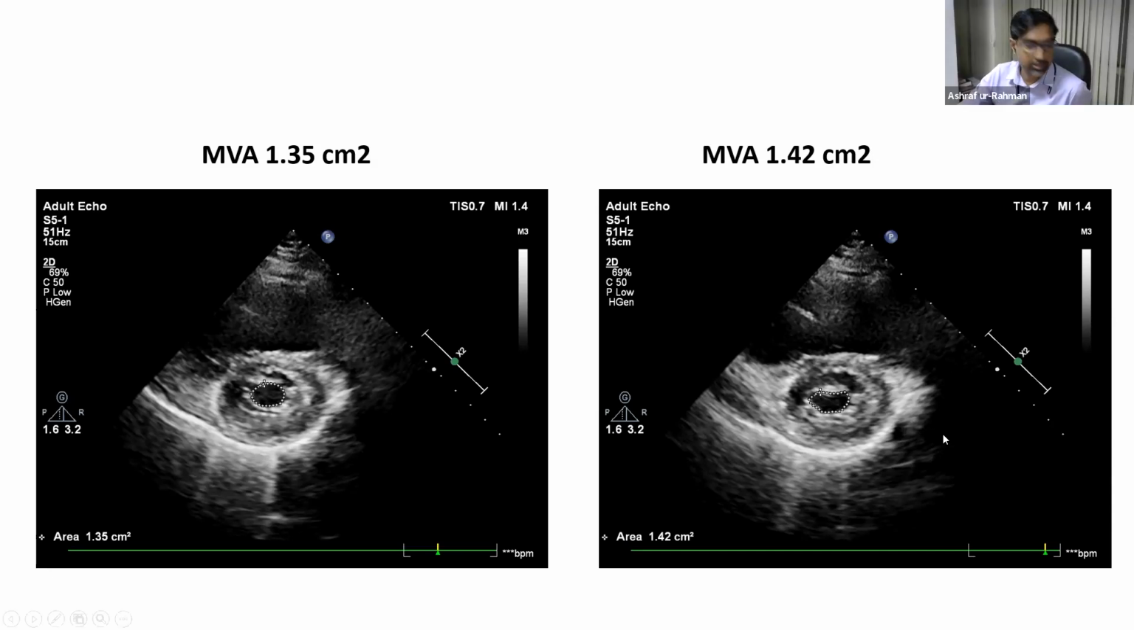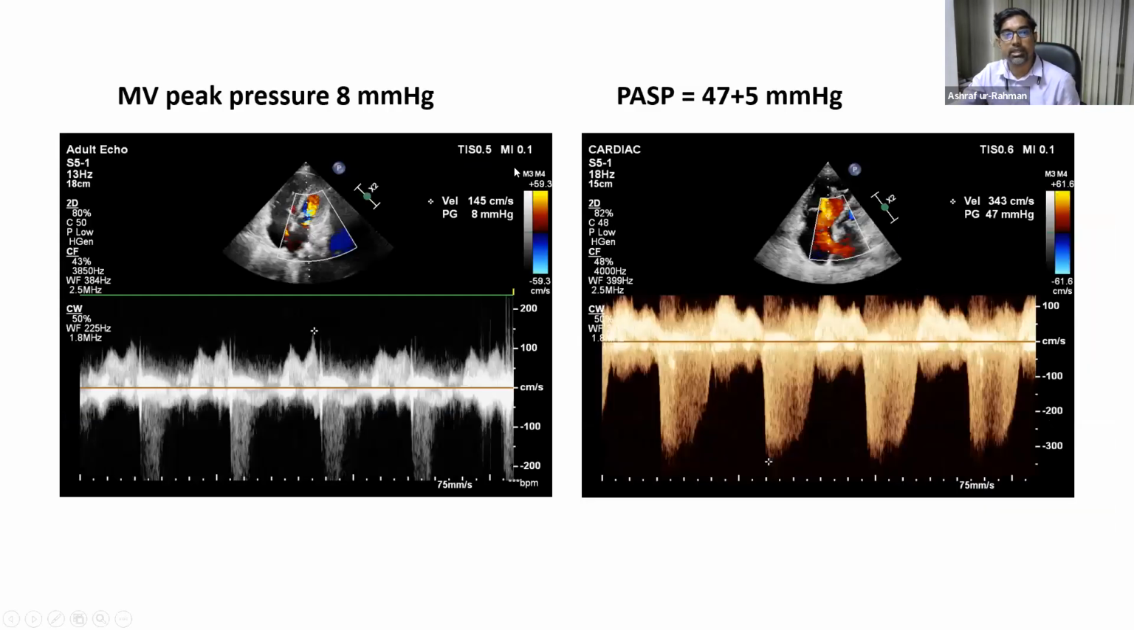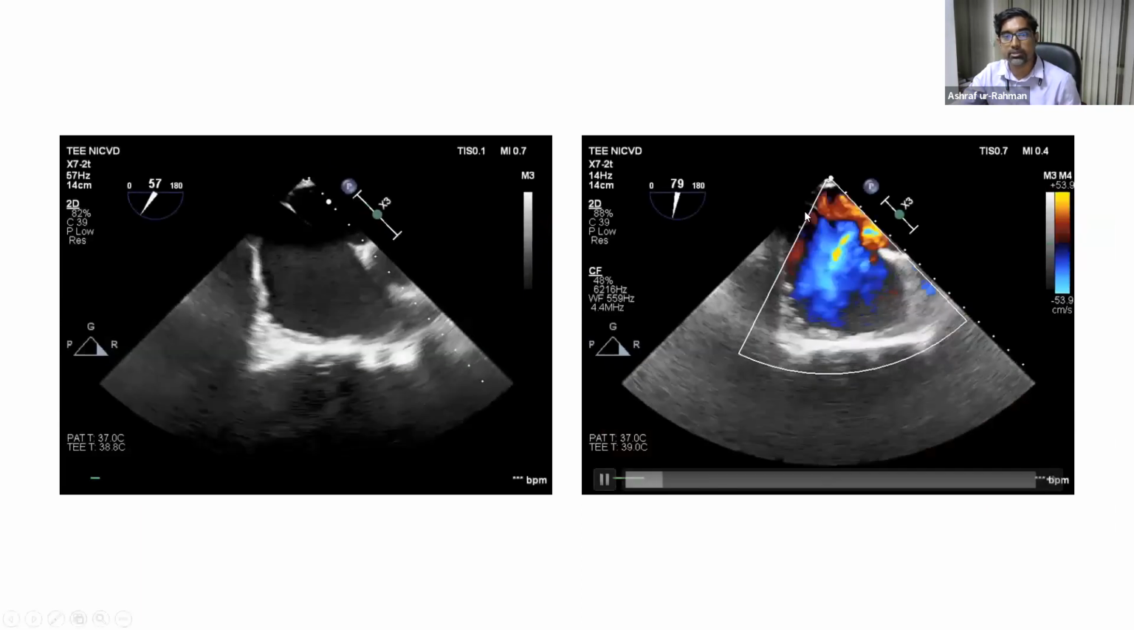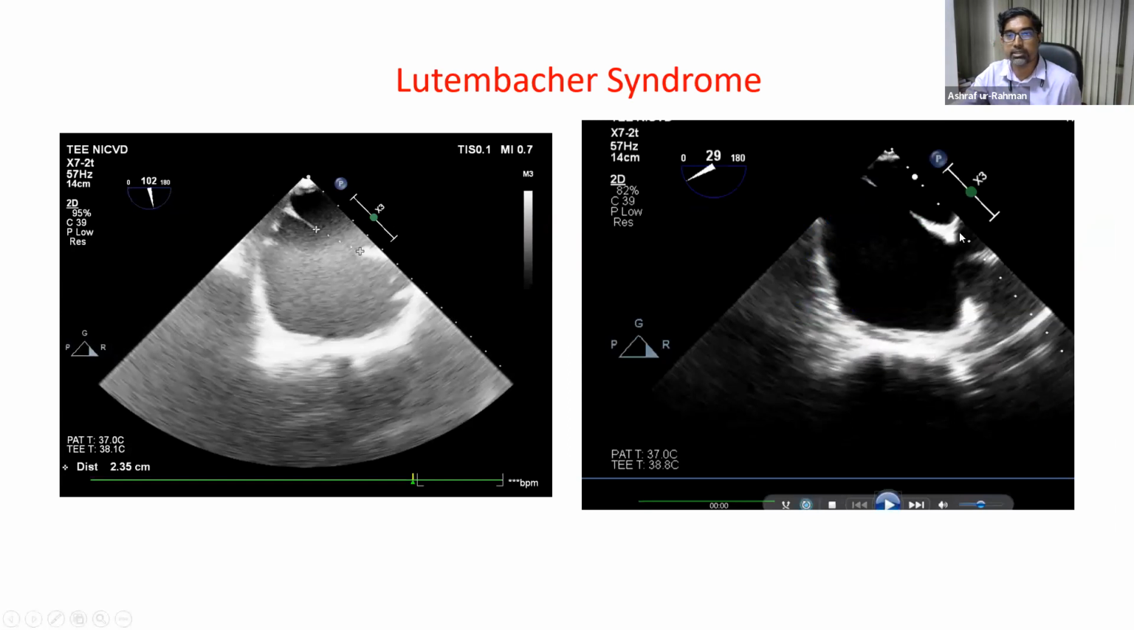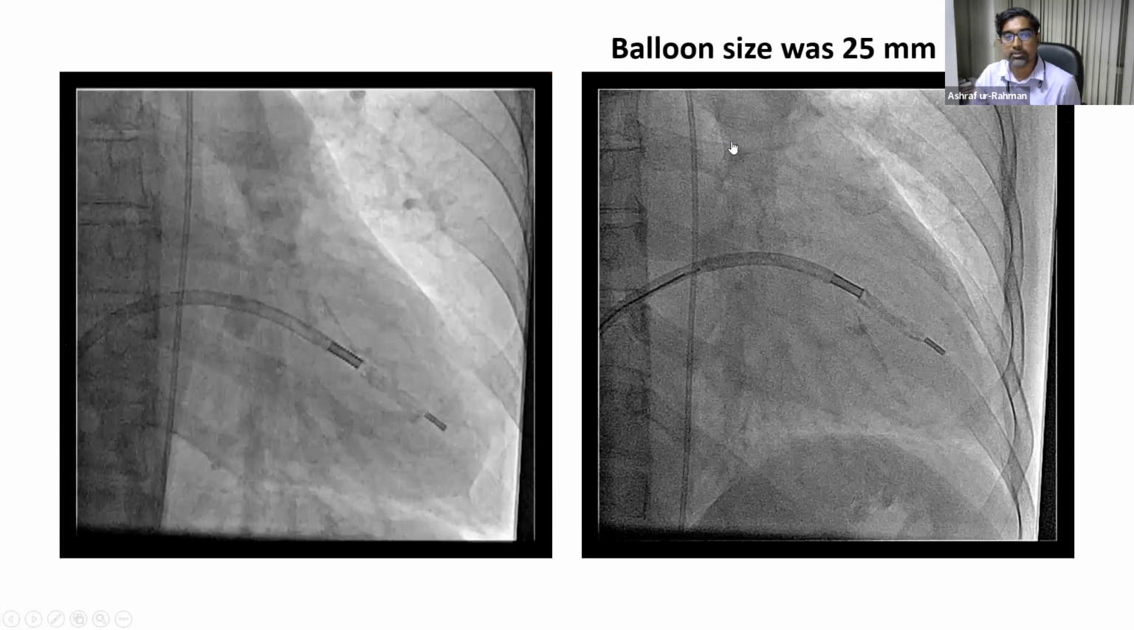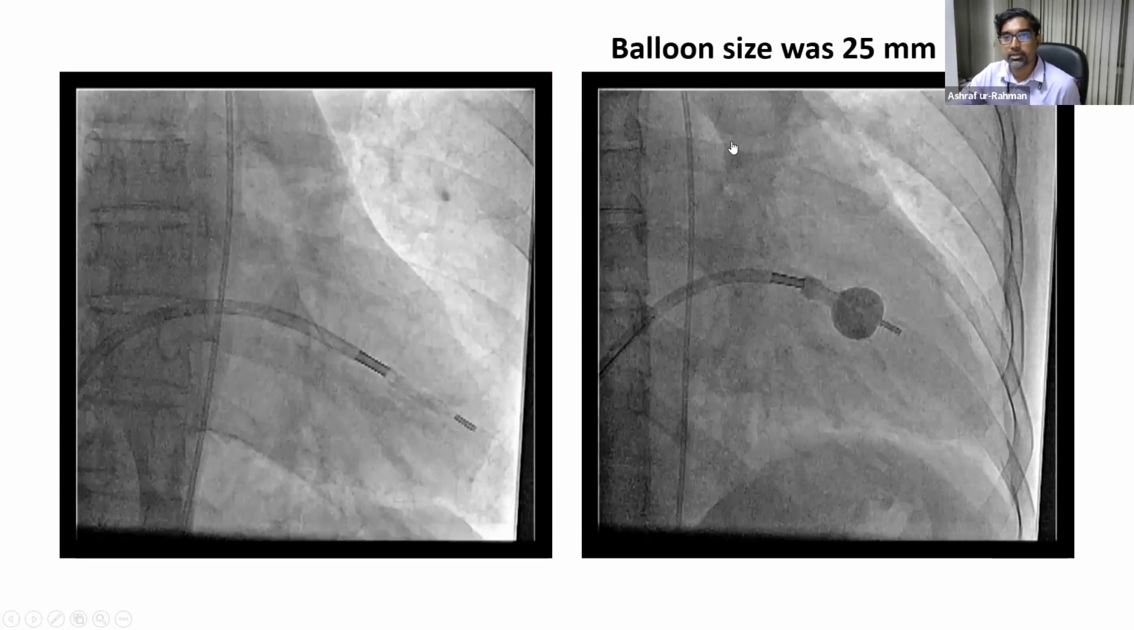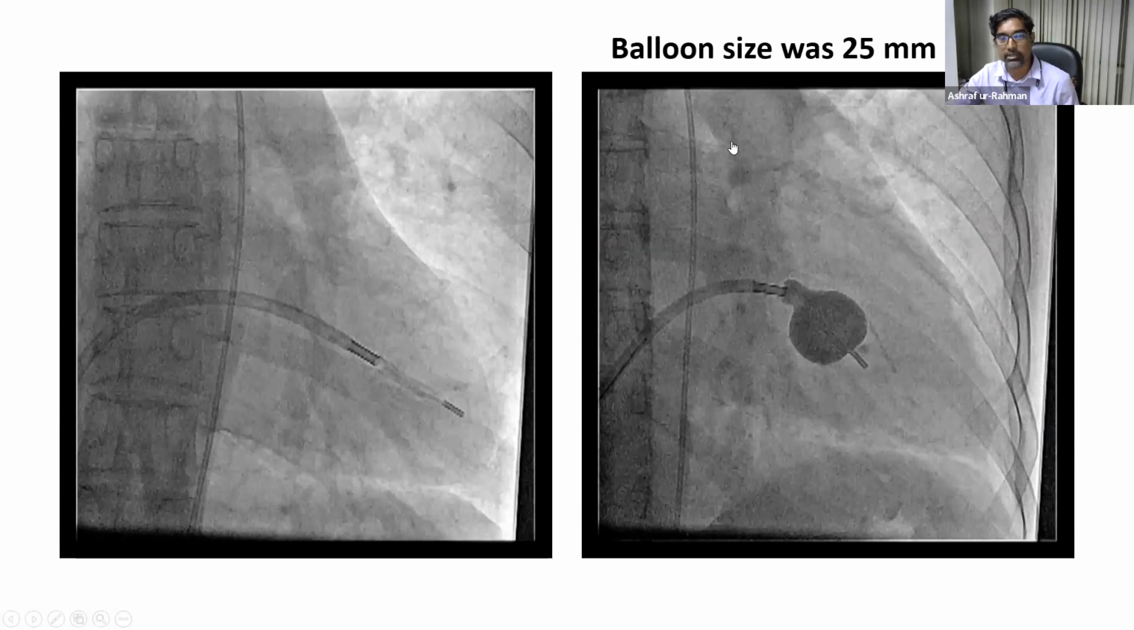So should I proceed, Master Bhai? Yeah, please proceed. So I was about to show the case of Lutembacher syndrome. This is the valve area of that lady. She's 30 years old. She has severe MS, you can see, and the PASP was 52 millimeters of mercury. This pulmonary hypertension can be contributed by MS and also by ASD. And this is a transthoracic echo of this lady showing there is ASD. So this is a case of Lutembacher syndrome.